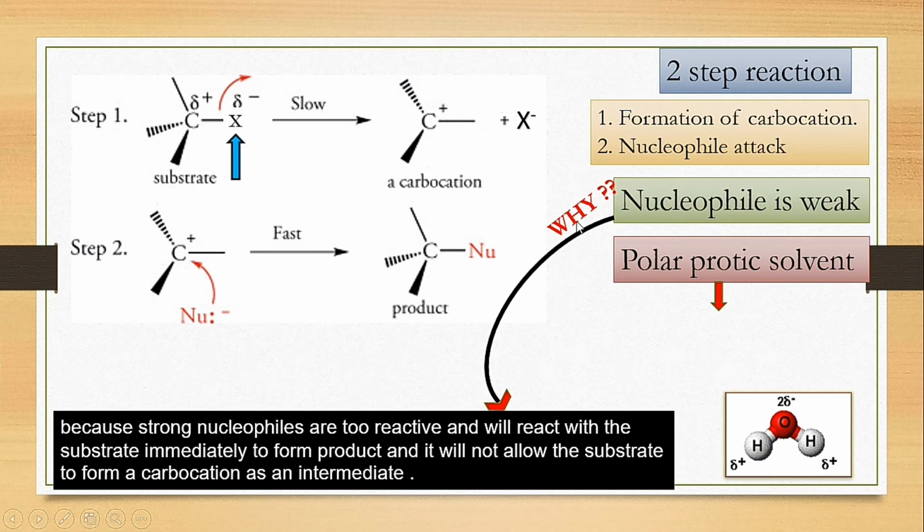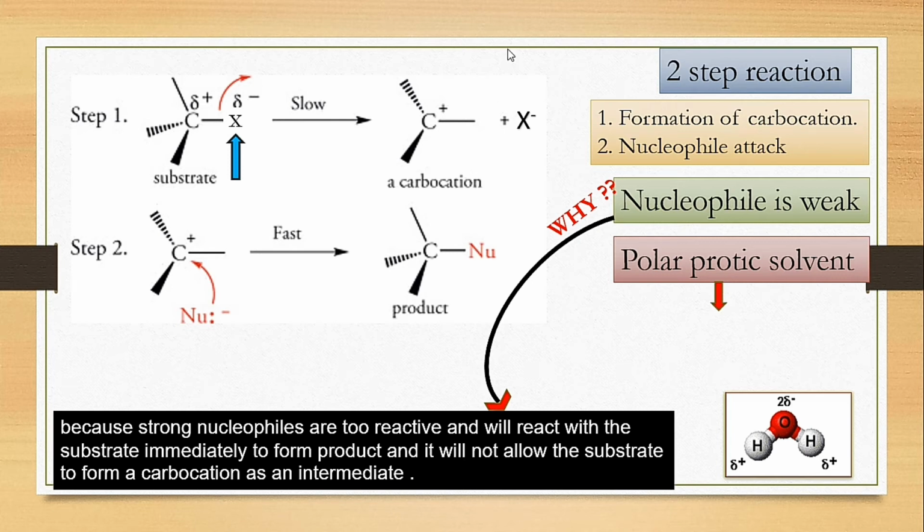How? The partially negative charge on the polar protic solvent interacts with the positive charge of the carbocation. And this solvent stabilizes the carbocation as a transition state. Okay, it stabilizes the carbocation.